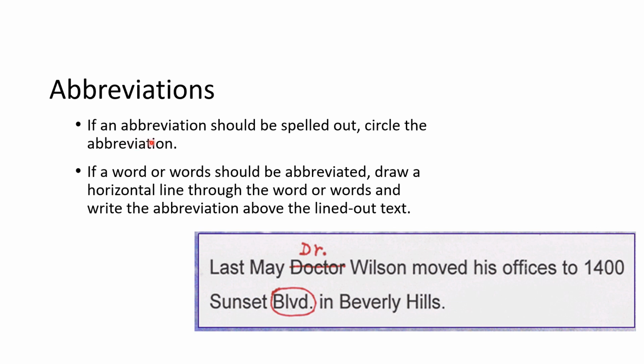If an abbreviation should be spelled out, just like the example for figures, then also encircle it. It means spell out. If a word has to be abbreviated, then what you should do is the same. Cross it out, strike it through, and then on top, write the suggestion or the suggested abbreviation.